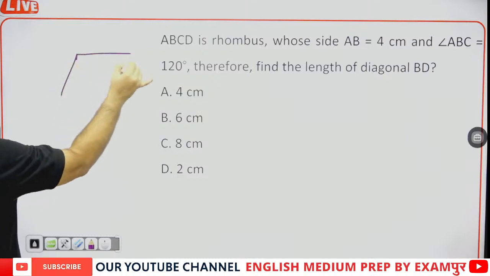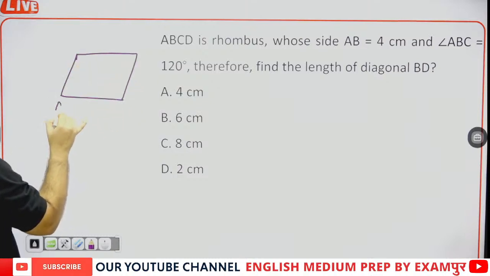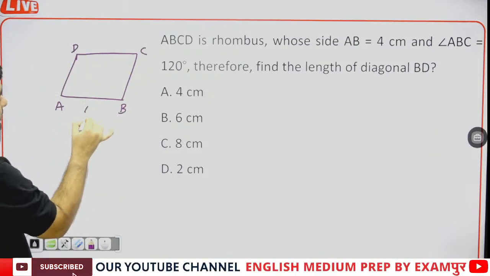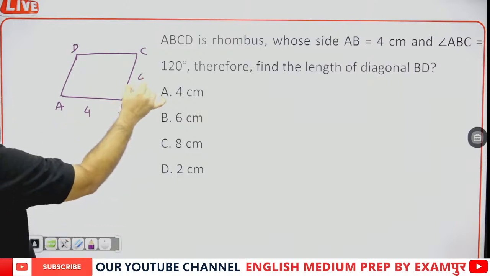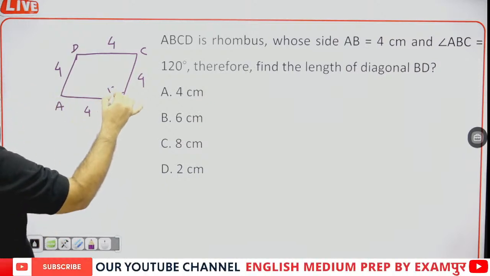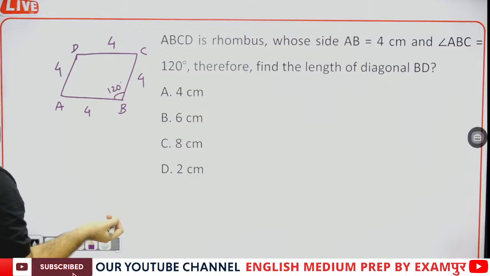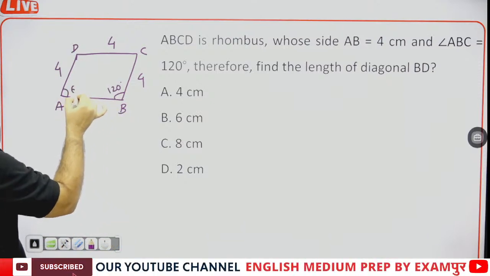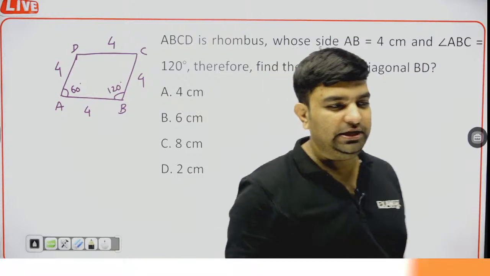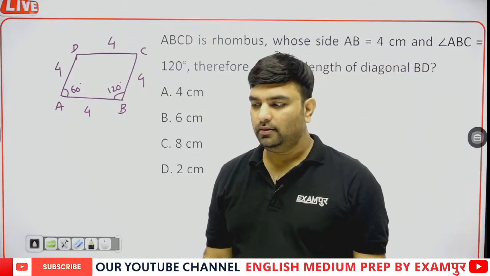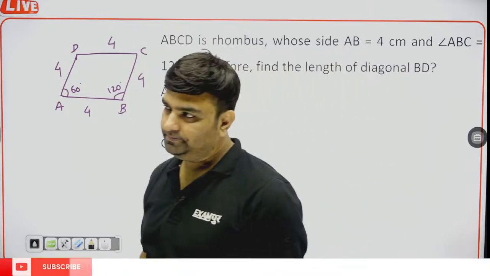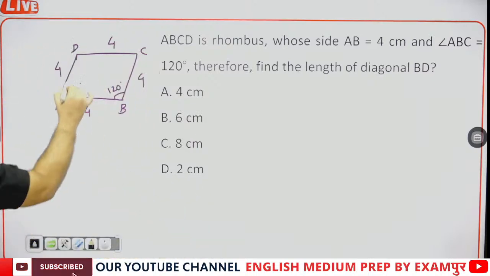ABCD is a rhombus. AB is known as 4. Rhombus, so every side is equal. Angle ABC is 120. What is BD? If this is 120, this is 60, because a rhombus is basically a parallelogram as well. Initially, when it was born, the rhombus was a parallelogram. So this is becoming 60.